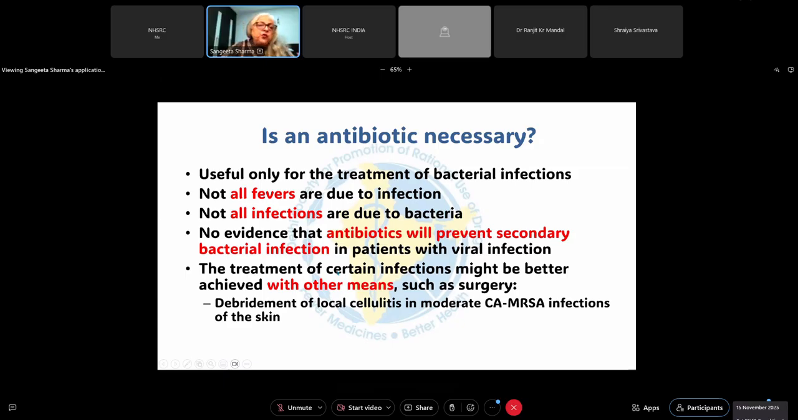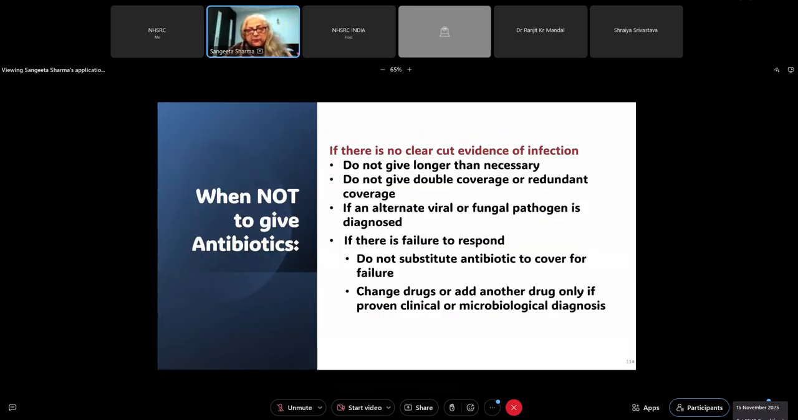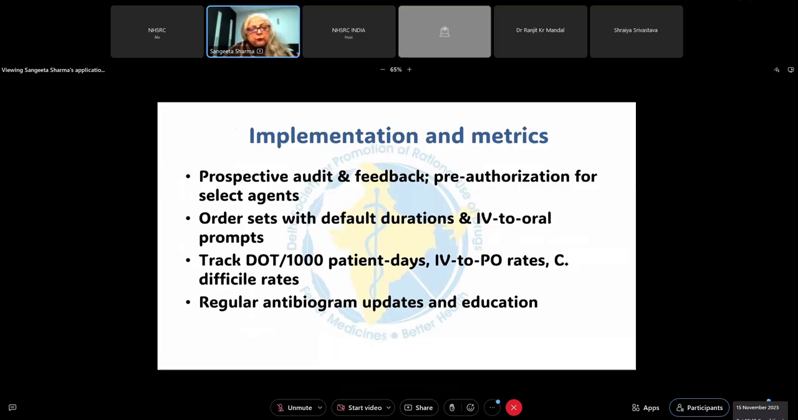If there is a wound, you are not debriding. Cellulitis is there, you are not debriding. Abscess is there, if you are not giving incision and drainage, it is not going to help. Catheter is the source, if you are not removing the catheter, this is not going to help. So please remember this. Do this.